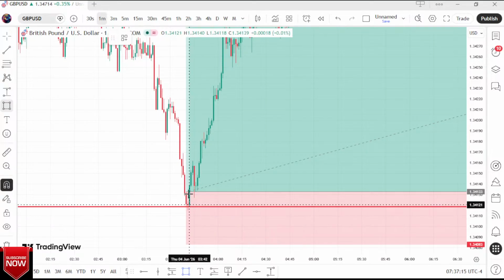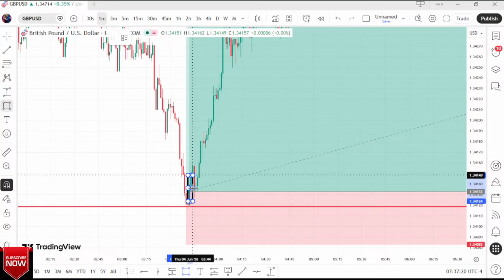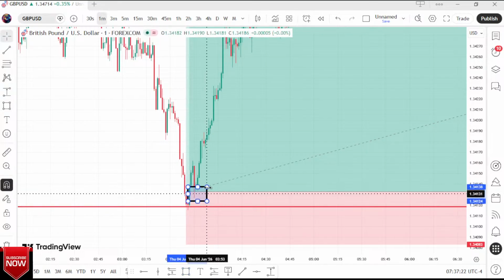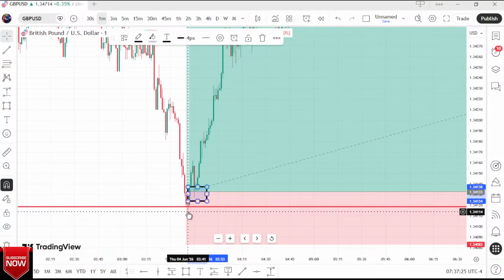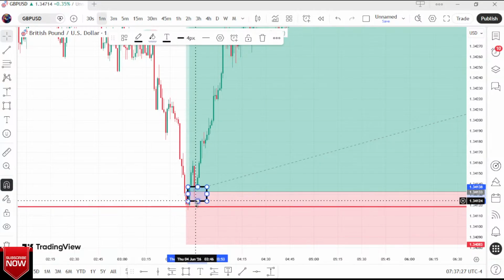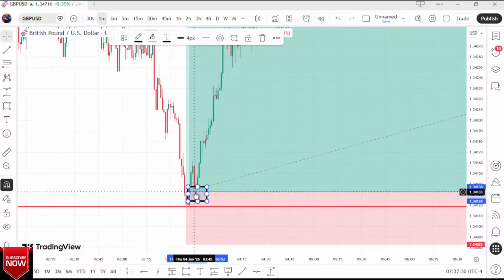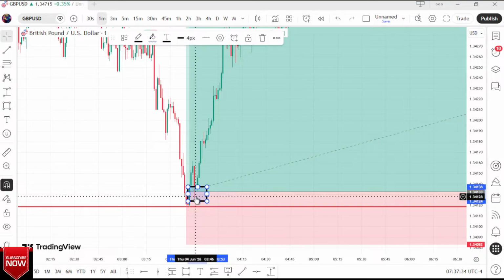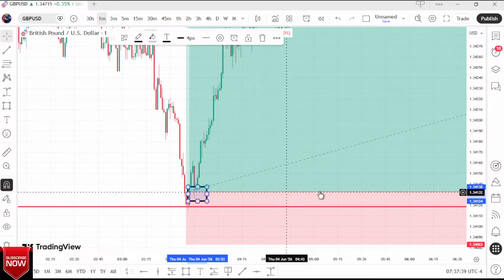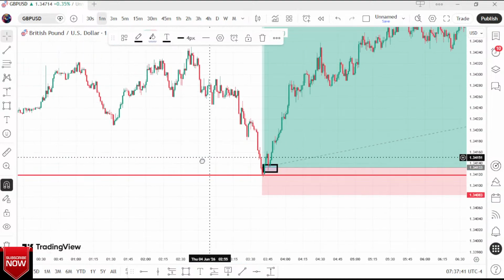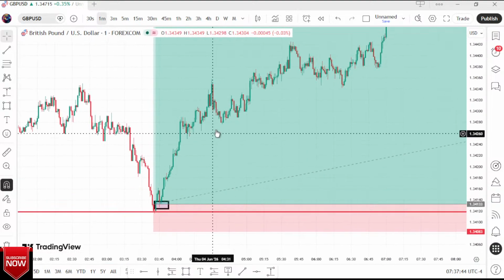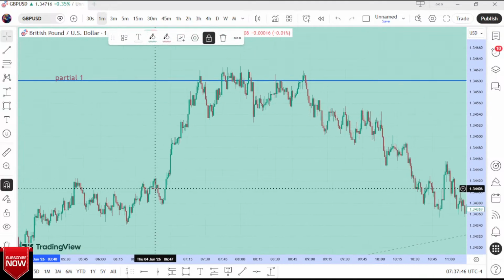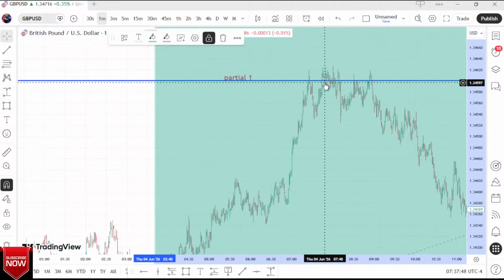After price swept that, it started rallying up higher, then came to this fair value gap. At that exact time, it was what? During the London session, marking the low of the day. It was 346, London session. Price comes down to that fair value gap, then does what? You see where I got the entry? Price is rallying up higher and higher to our first partial.